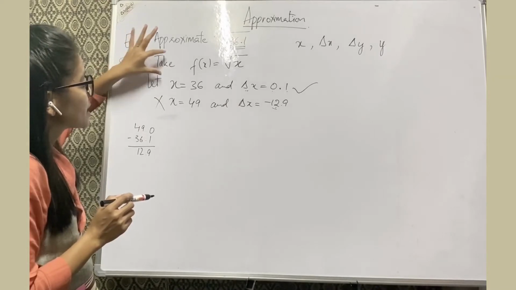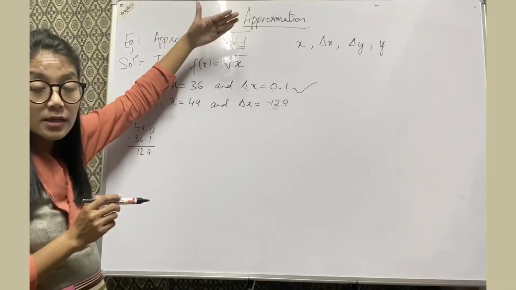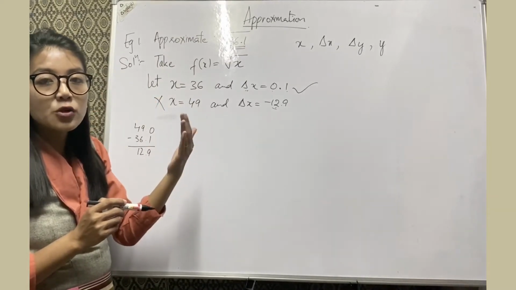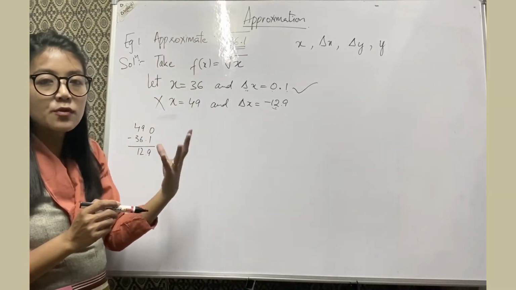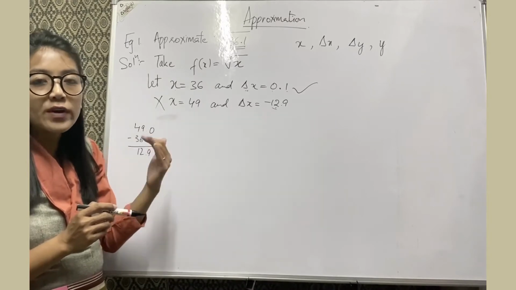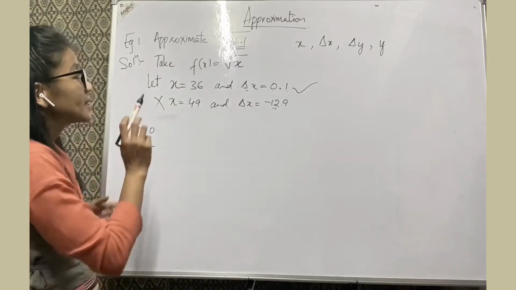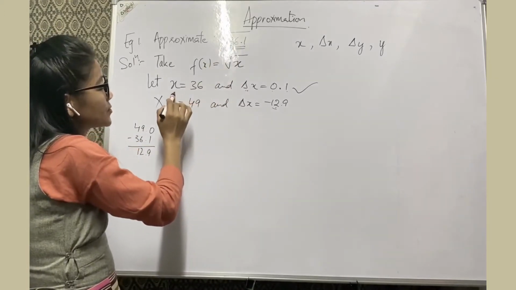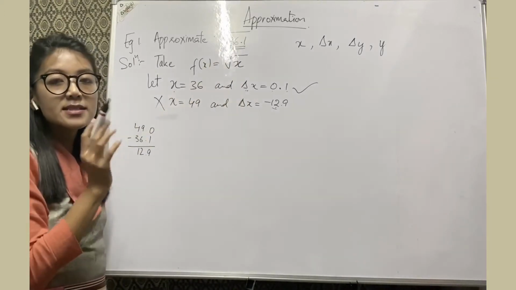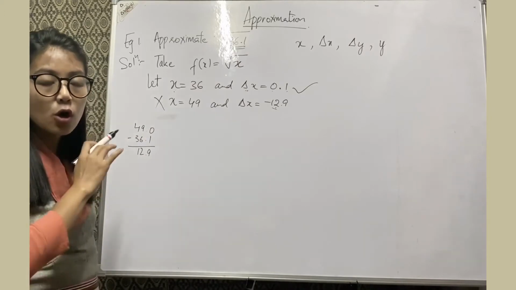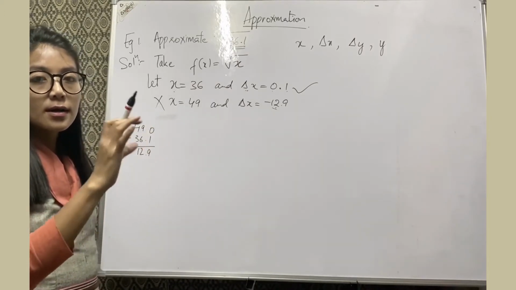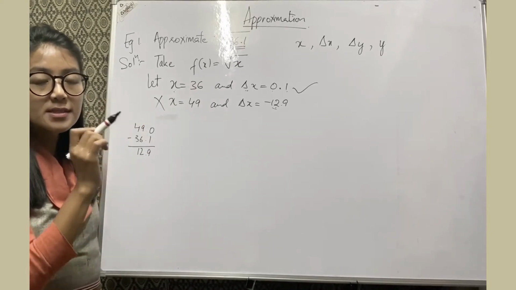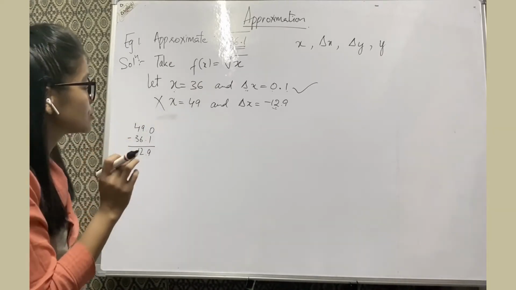In the first step you have to define your function however it is given. If it is given as a square root function, then you will write f of x is square root of x. If your function is cube root, then you will write f of x is cube root of x. This is the first step. Second, you have to define what is x and delta x such that delta x is nearest to 0. Out of all the possible pairs of x and delta x, you have to choose the pair for which delta x is nearest to 0. That is your ideal choice.